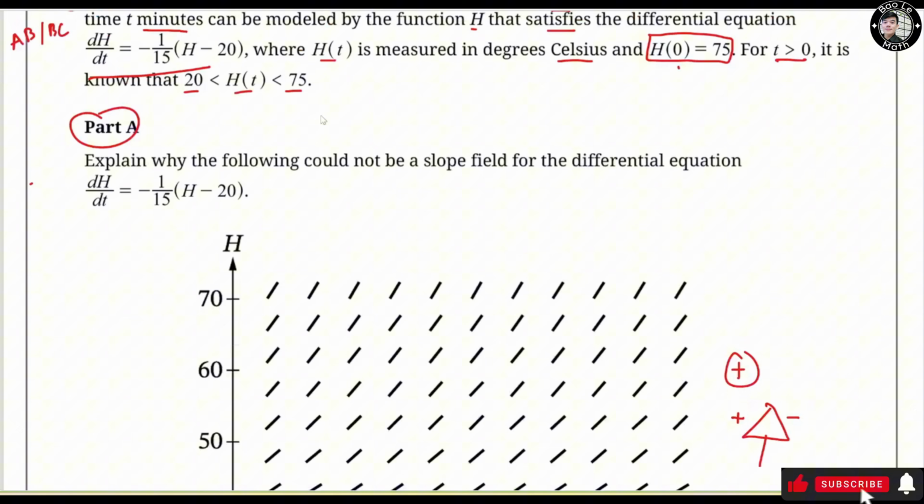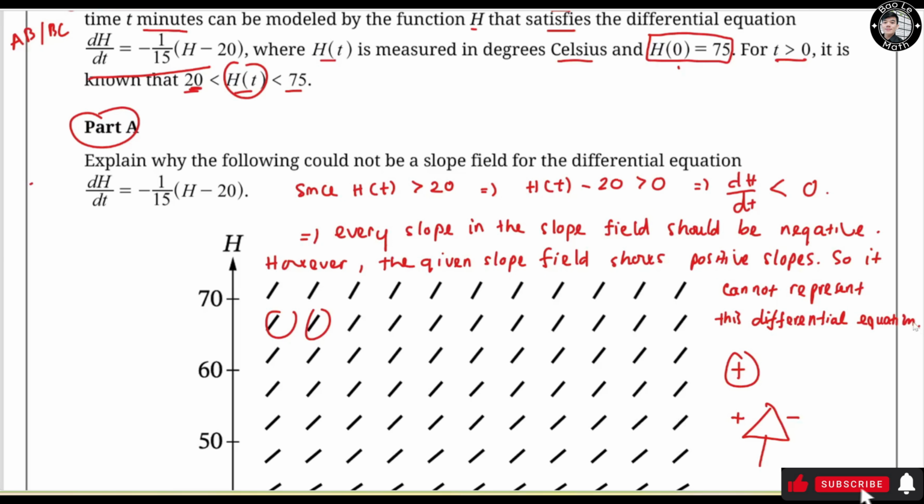Now, we look at this one right here, we see that h of t is always greater than 20, right? So then h minus 20 is always greater than 0, right? And then a positive number multiplied by a negative number right here is always less than 0. It tells us that every slope in the slope field should be negative. This contradicts the given one right here, which shows positive slope, so it cannot represent this differential equation, right?